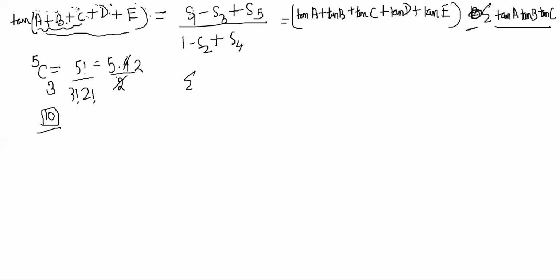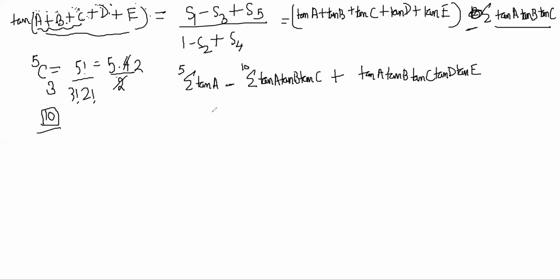So this S1 is the sum of all 5 terms, minus the 10 terms taken 3 at a time, tan A, tan B, tan C, and so on. Then plus how many terms taken 5 at a time? Only one. How many terms are there if you take all 5 angles? Just one term: tan A, tan B, tan C, tan D, tan E. Then divided by 1 minus the sum of all the terms taken 2 at a time.